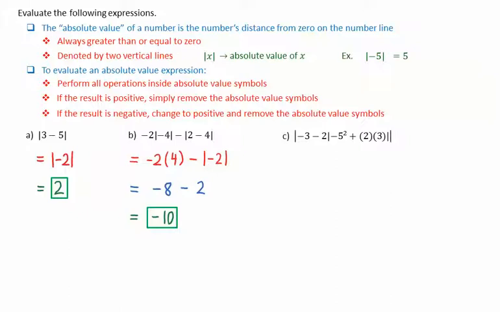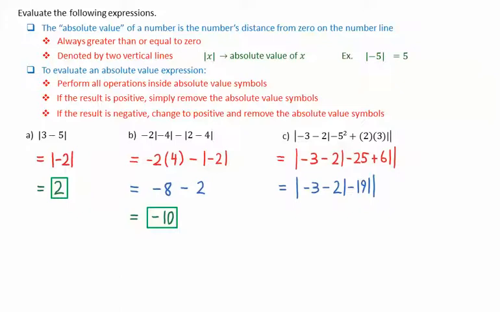For the third question, here we have an absolute value expression inside an absolute value expression. Just as for brackets, we have to do the inside absolute value expression first. In this case, we have -5 squared. This corresponds to -25. Plus 2 times 3. 2 times 3 gives us 6. We can then add -25 plus 6 inside the inner absolute value expression.